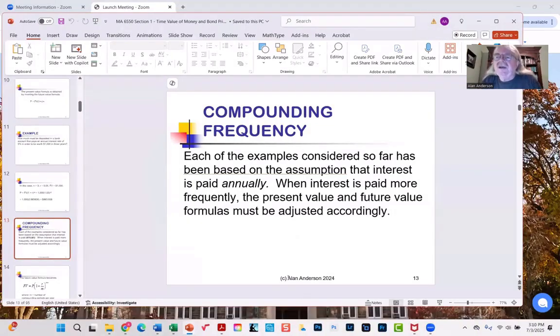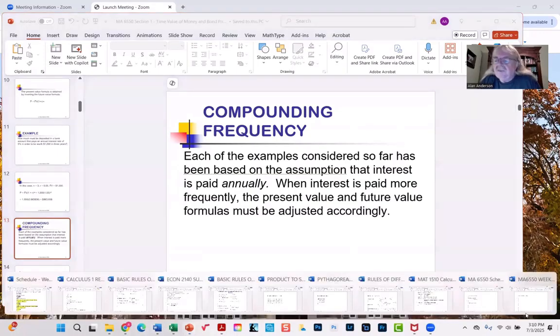So what is this all about? All right. Well, every example we've looked at so far, and we've talked about present and future value, was based on a simplifying assumption that interest is actually credited to our account once a year. Okay, so that's usually not the case. So what we're going to consider now is this notion of compounding frequency.